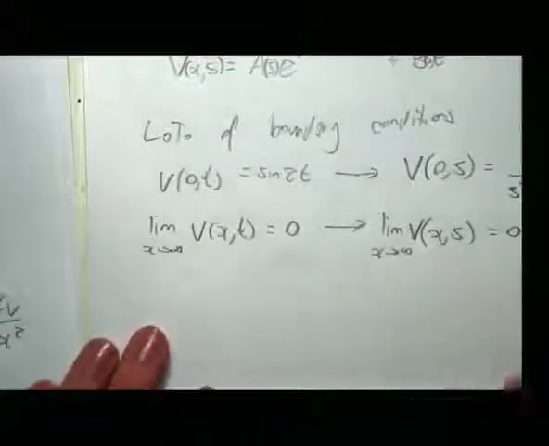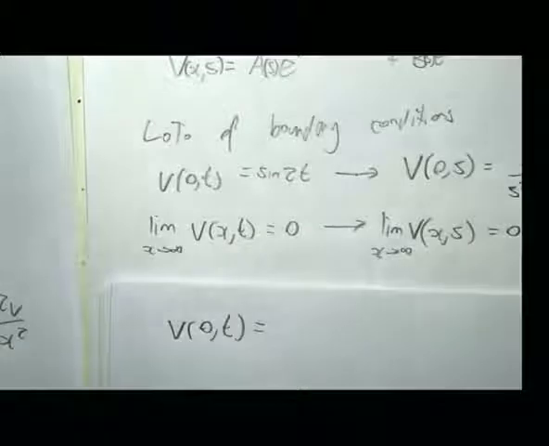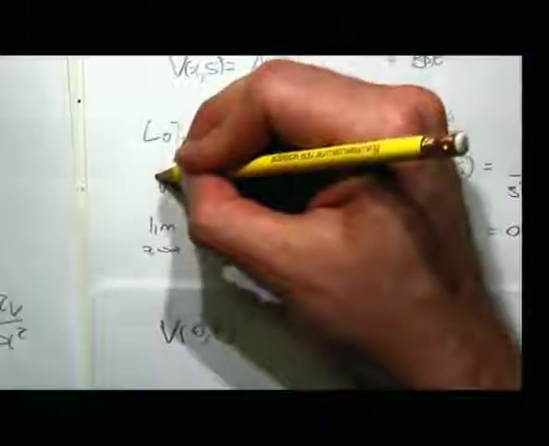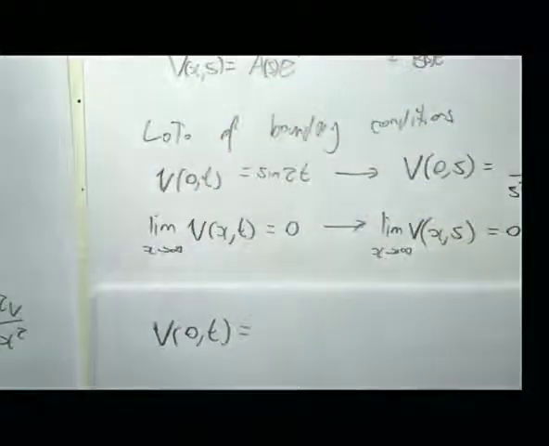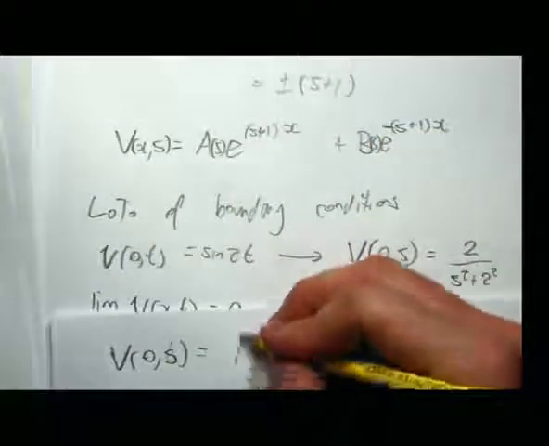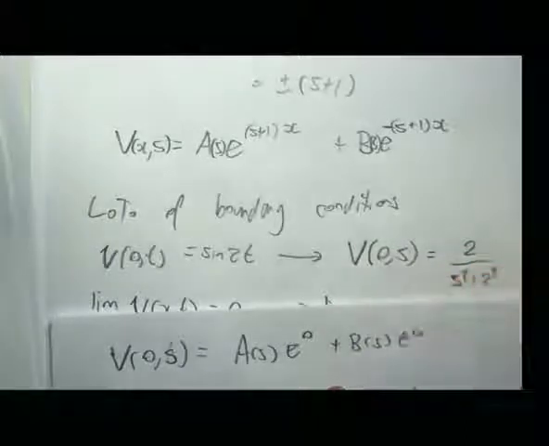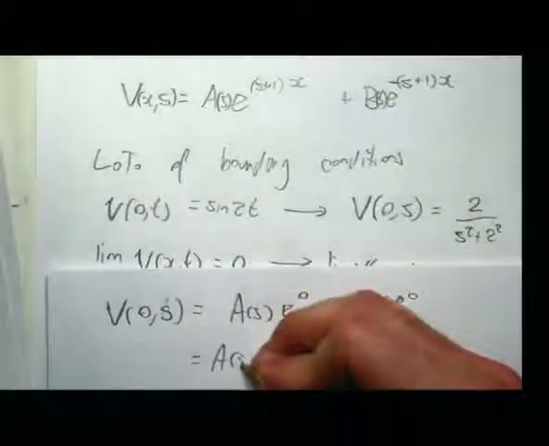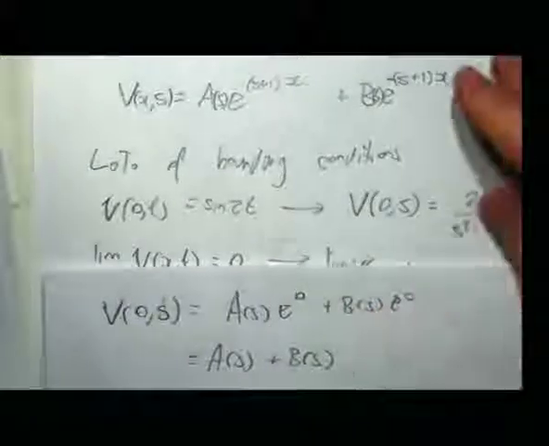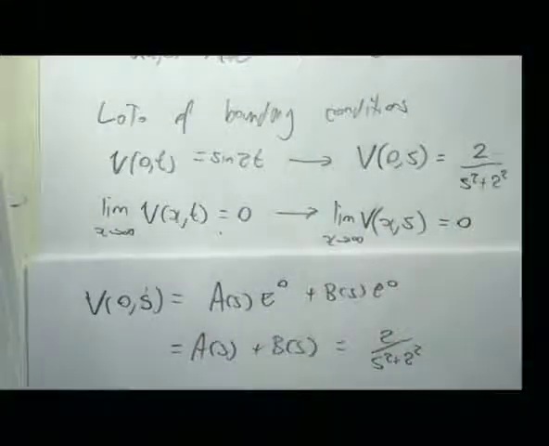Okay, so now let's see. Capital V naught t, by the way, that's a little v here. Capital V naught t, naught s, when I sub it into this equation over here, would be A_s e to the naught plus B_s e to the naught, because the x is naught. And that is supposed to come out to 2 over s squared plus 2 squared, because that's what V naught s is. Okay, cool.